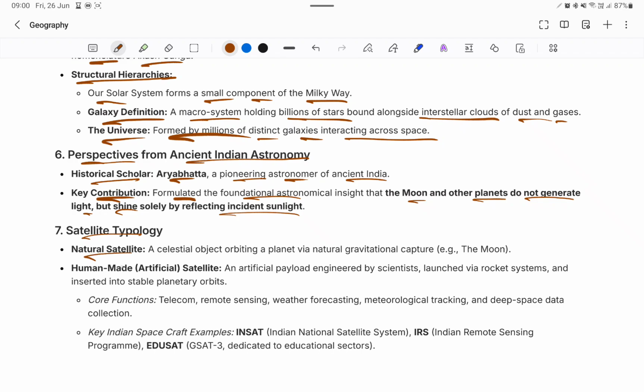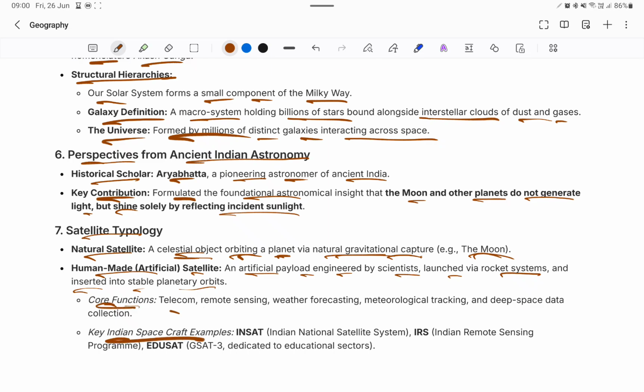Satellite typology: natural satellite and human made satellite. Natural satellite: a celestial object orbiting a planet by natural gravitational capture, example the moon. And human made satellite, that's artificial satellite: an artificial payload engineered by scientists, launched by rocket system and inserted into stable planetary orbits.